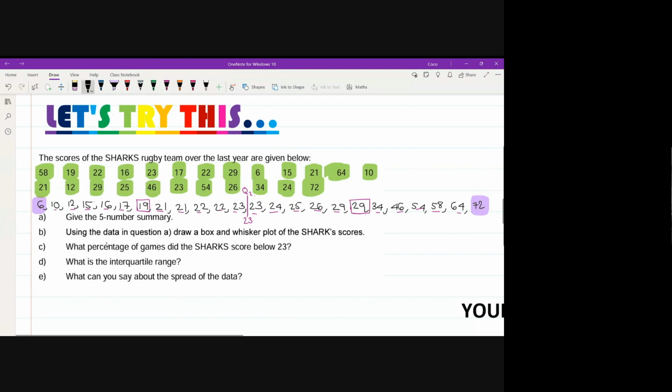So our 5-number summary: our minimum is 6. Our Q1 is 19. Our Q2 is 23. That's our midpoint. Our Q3 is 29. And our maximum value is 72.